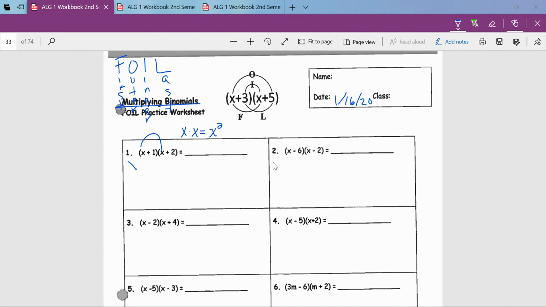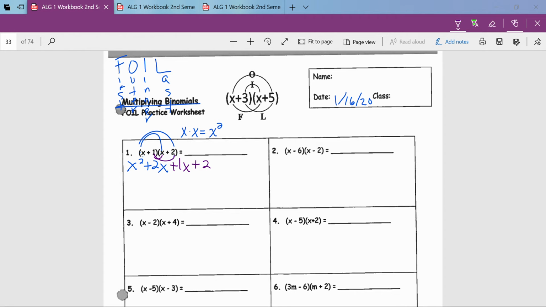So x times x is x squared, then x times 2, those would be the outer, because they're on the outside of our binomials here. And that's going to be x times 2 is going to be 2x, right? X times x is x squared, x times 2 is 2x. Then we're going to change to the next term in the parentheses, and that's 1. Then it's going to be 1 times x. Well, that's 1x, and 1 times 2, so that's 2.